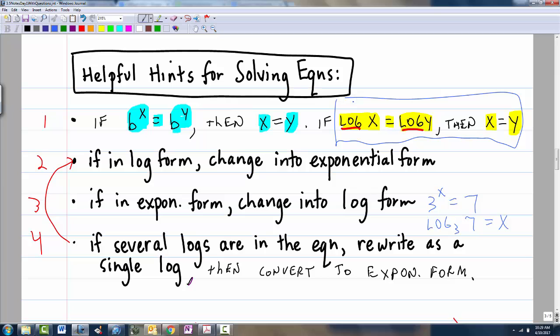If you do not know how to change a logarithm into an exponent, then you will fail my test. You will get an absolute positive flag. There's nothing I can do for you. Nothing. So make sure that you do get that down. And then if you do get it down in the log form, then change it into exponential.